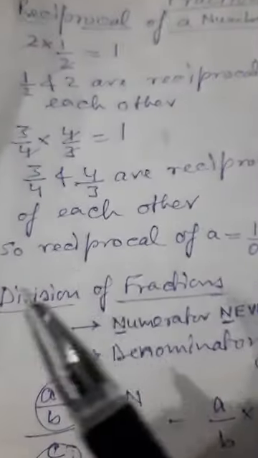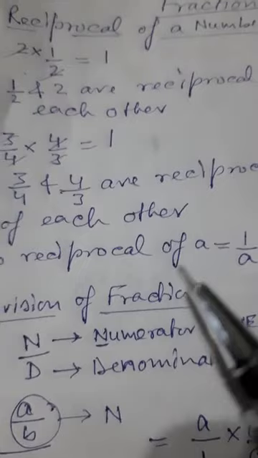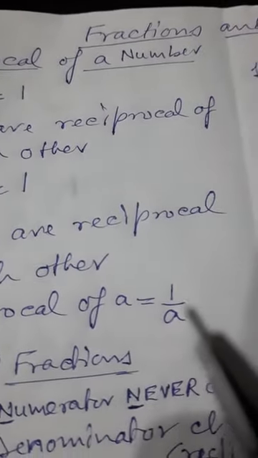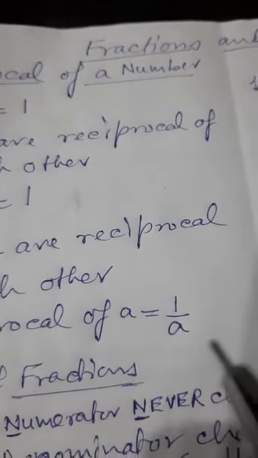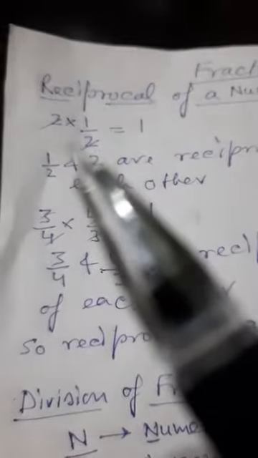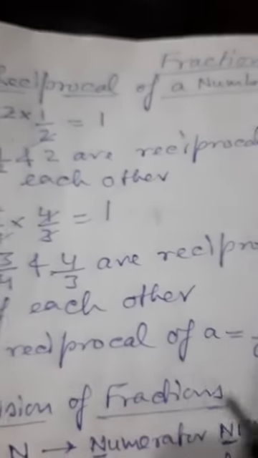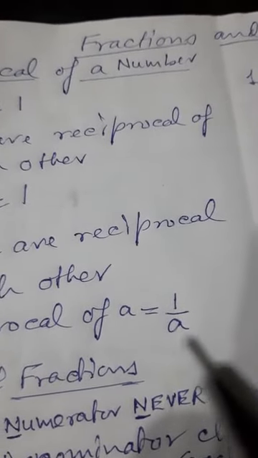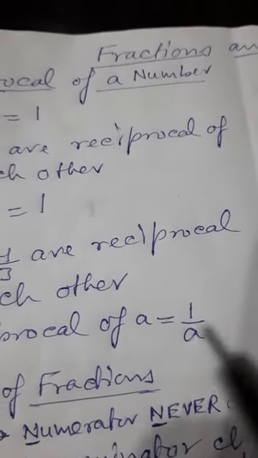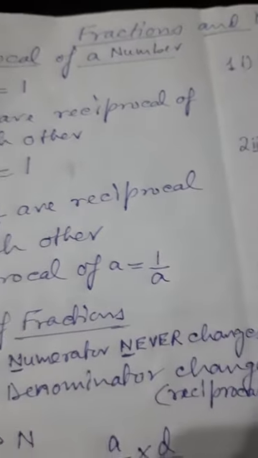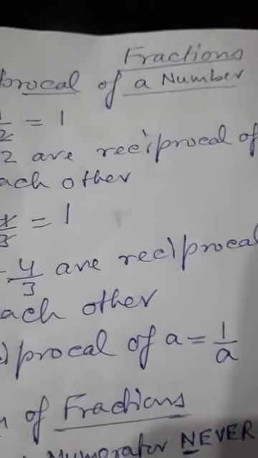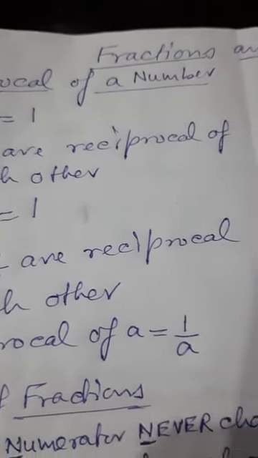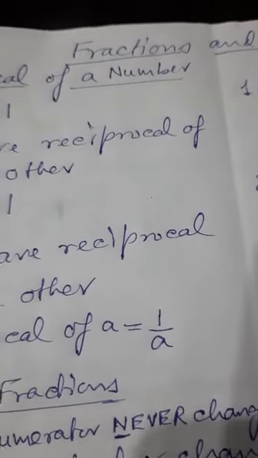So in general we can say reciprocal of any number a will be 1 upon a. For example, 2 is a, so its reciprocal will be 1 upon 2. And if it is 1 upon 2, so 1 upon 1 by 2, that will come 2. So just remember that reciprocal of any number a we can get by writing 1 upon a.